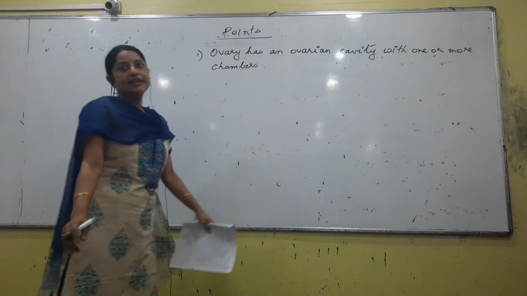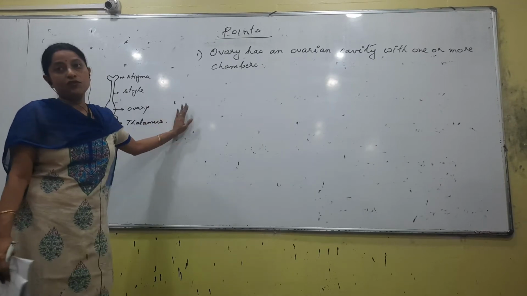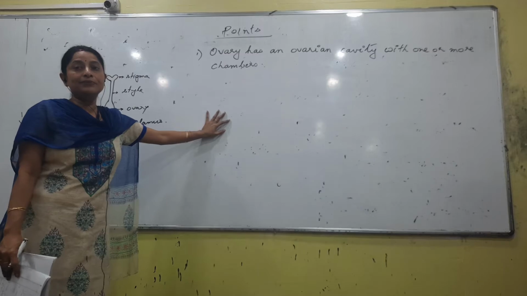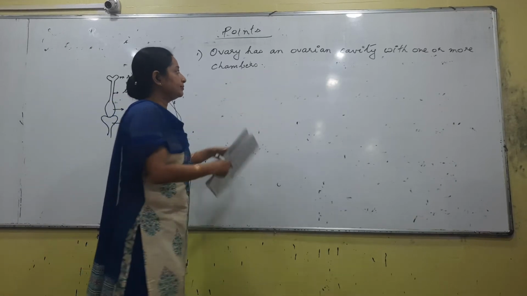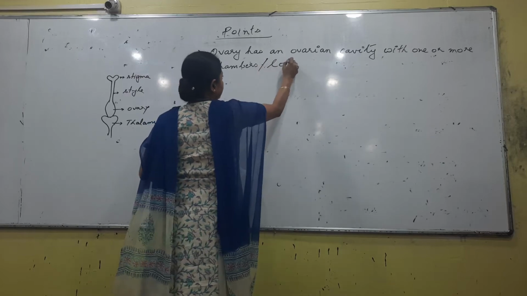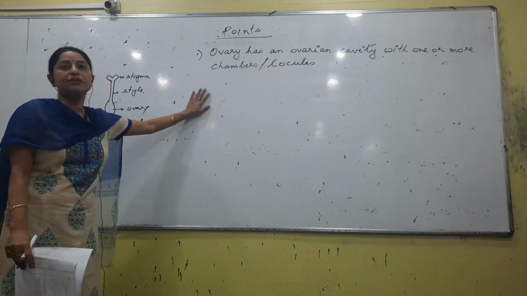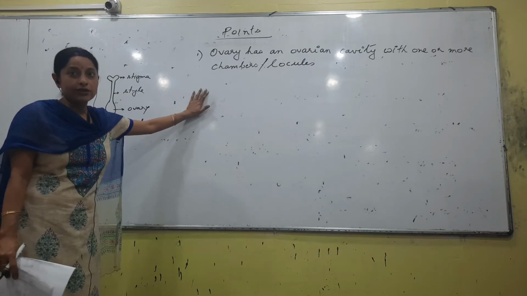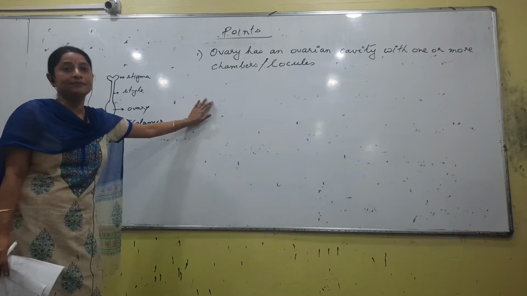Okay, do you remember this line from morphology? Since we are talking about the reproductive part, we are talking about the ovary. What do we see inside the ovary? We see chambers or locules. Remember the words called unilocular, bilocular, trilocular, etc. What exactly are we talking about? We are talking about placentation, right?